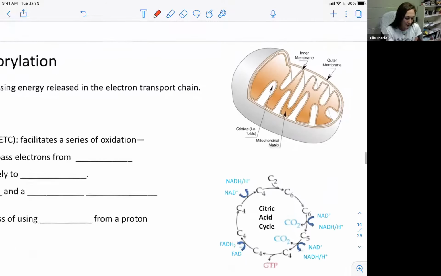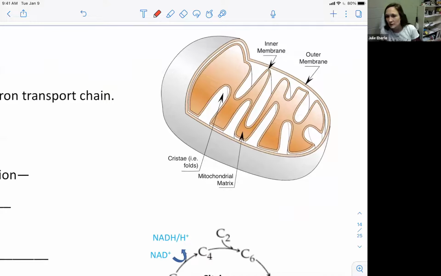I want to remind you that all of this is taking place in your mitochondria. So this is kind of a cartoon image of a mitochondria, not the exact same one we looked at yesterday, but you can see the outer membrane, the inner membrane space, and the matrix is the part colored in that brown or orange color, okay? So the matrix is where the citric acid cycle is taking place, and then it's across the inner membrane into the inner membrane space where we're going to make ATP, okay?